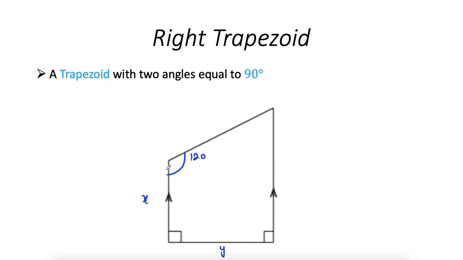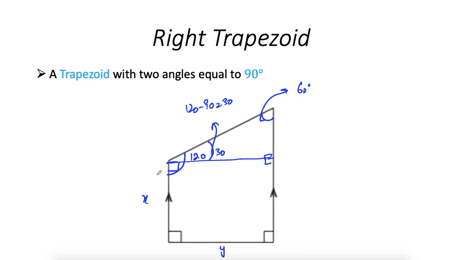The way to solve this is to draw a perpendicular from this to this side. So this is 90 degrees, this is 90 degrees. If this is 90, what will this be? That will be 120 minus 90, which is 30. So this is 30 degrees now. This is 90, because the sum of angles in a triangle is 180, so what will this be? That will be 60 degrees.